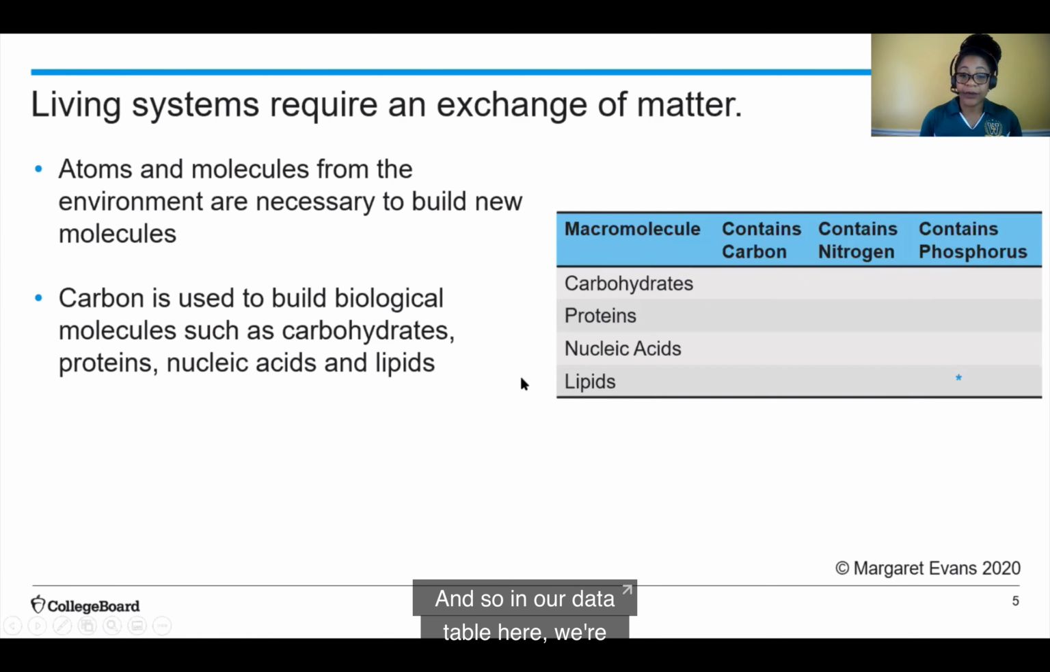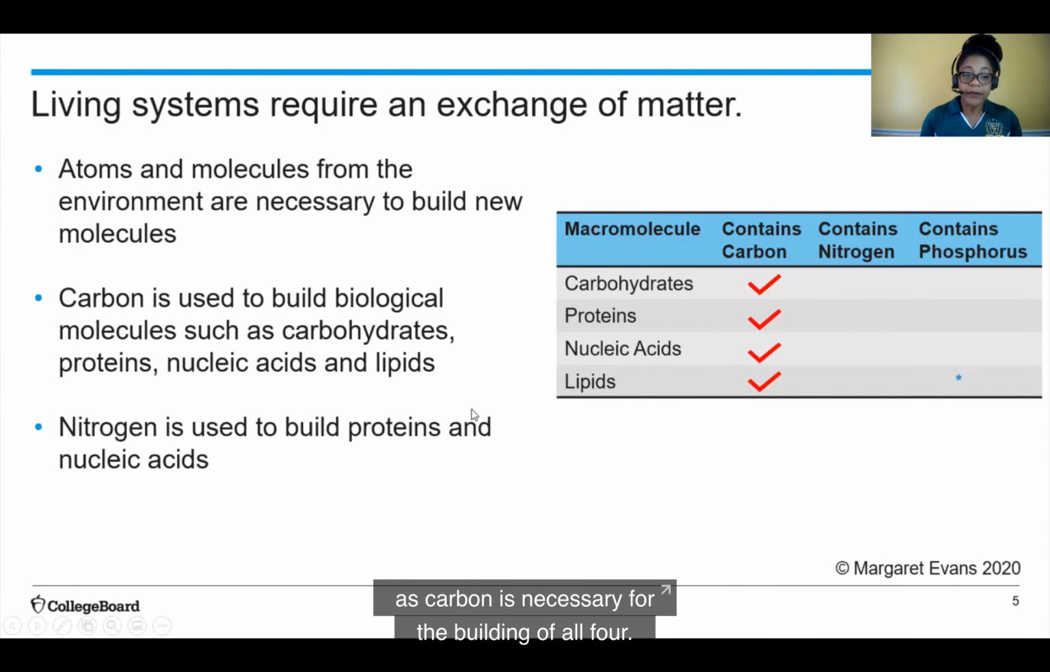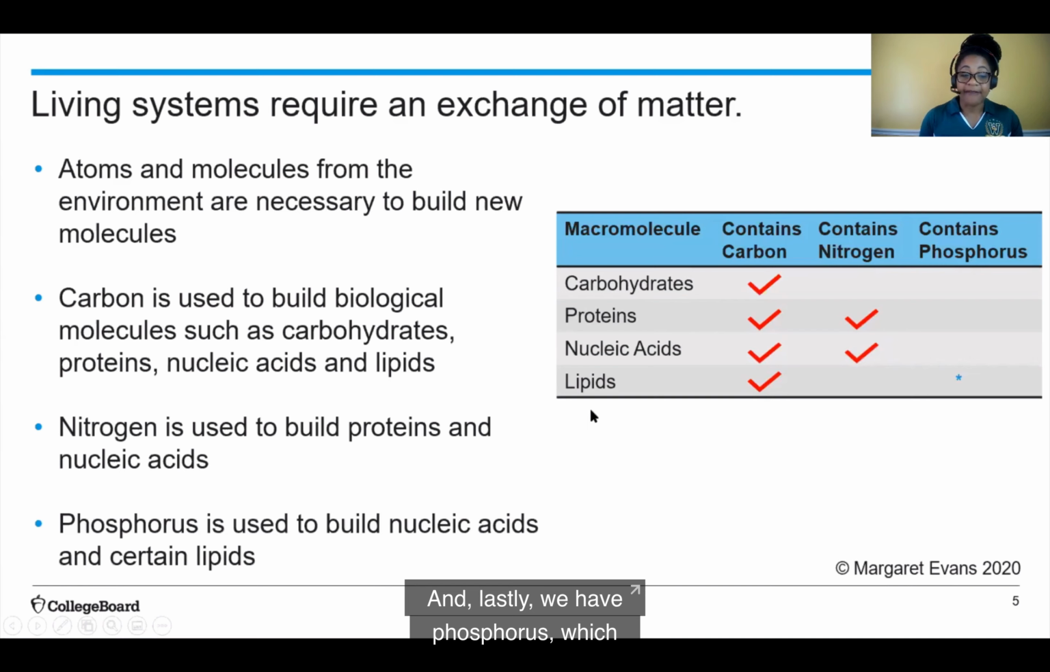In our data table here, we're going to check off each of them, as carbon is necessary for the building of all four. Nitrogen is used to build proteins and nucleic acids. And lastly, we have phosphorus, which is used to build nucleic acids and certain lipids, which we'll talk about a little bit further.